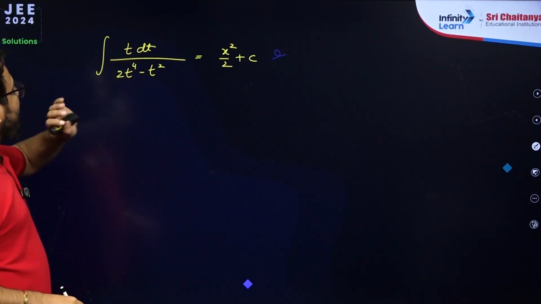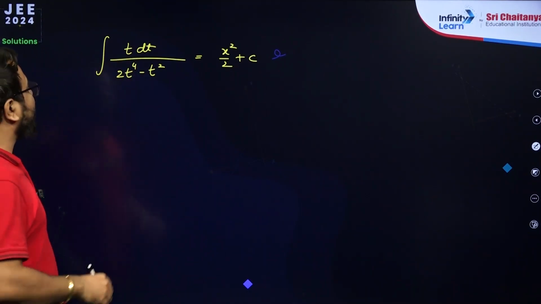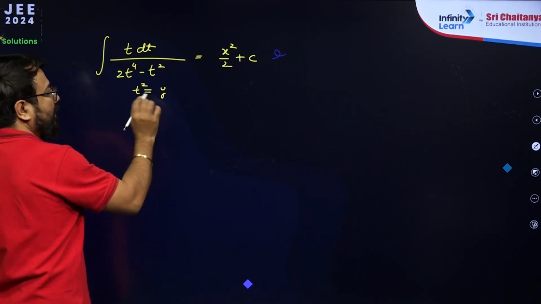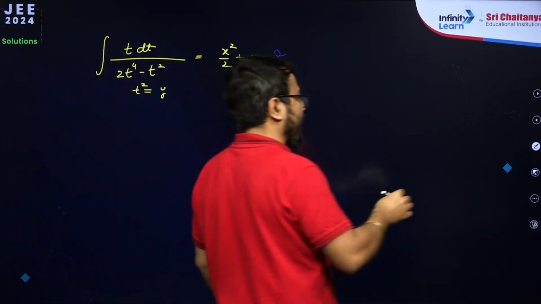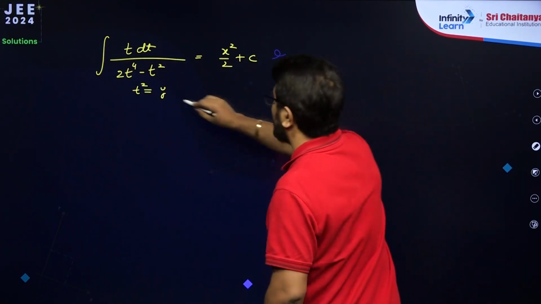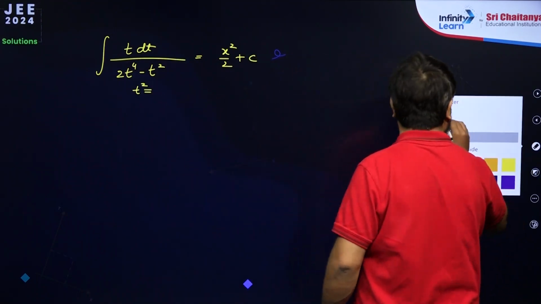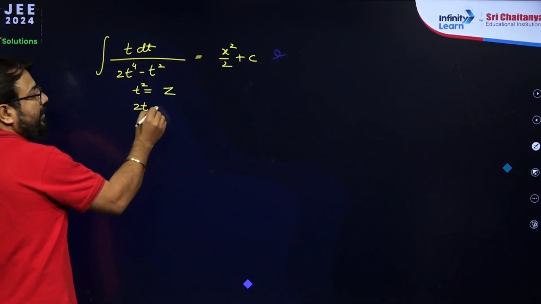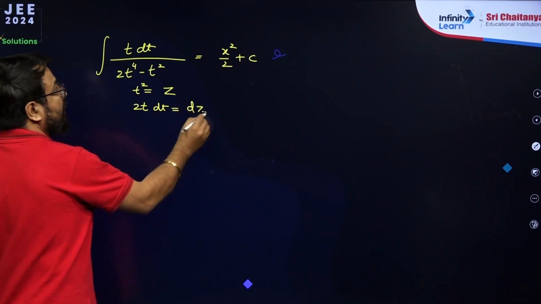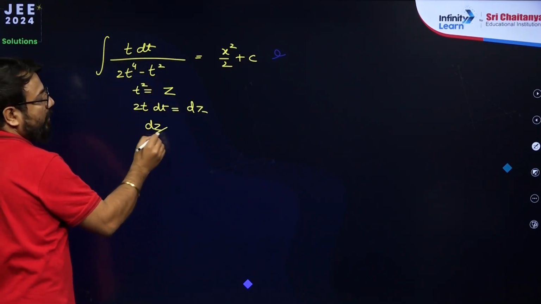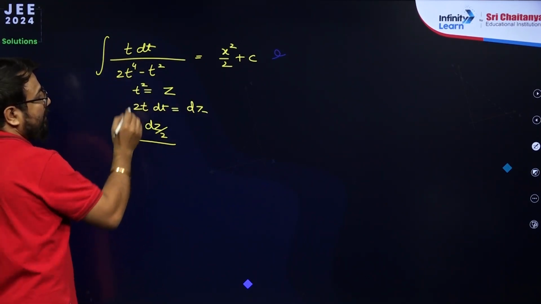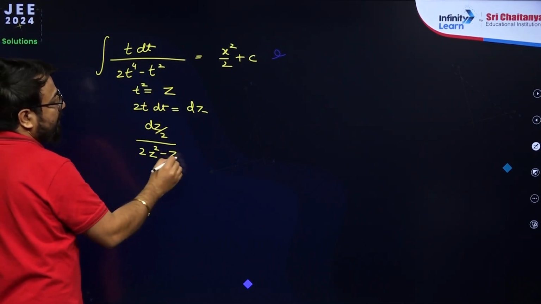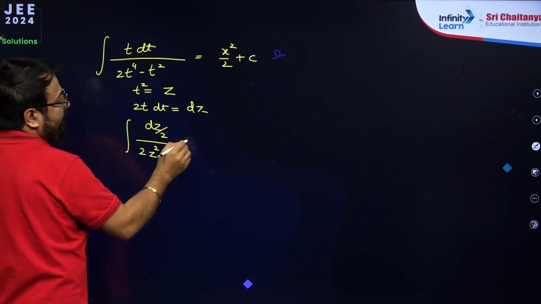Now how to integrate this function, my dear students? If I assume t square as a new variable, for example y, I cannot take y, let us take another variable, for example z. So here 2t dt will be equal to dz. Here we have dz over 2 divided by 2z square minus z, and this needs to be integrated.